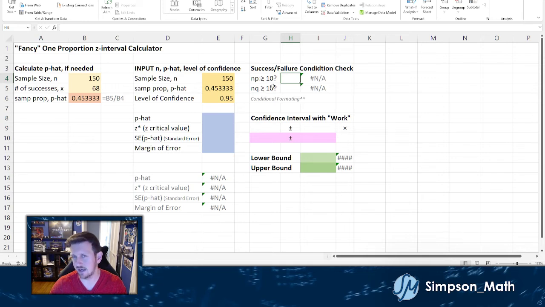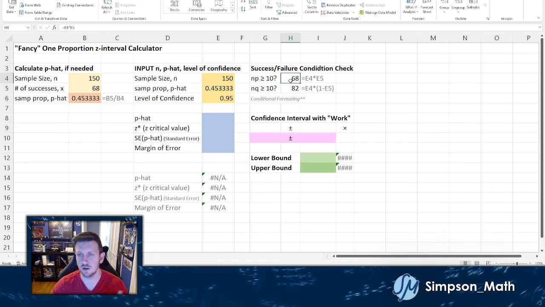These are really np hat, nq hat, but I don't want to mess with the hats. So I'll say equal to n times, so shift 8 p, and notice that should be the 68, which is the same number over here, and equal to n, which is E4, times, I'm going to add parentheses and do 1 minus my p hat, close parentheses. That way I don't have to calculate q somewhere else and print it. I can just do 1 minus. And notice those two should add to 150, and they do.